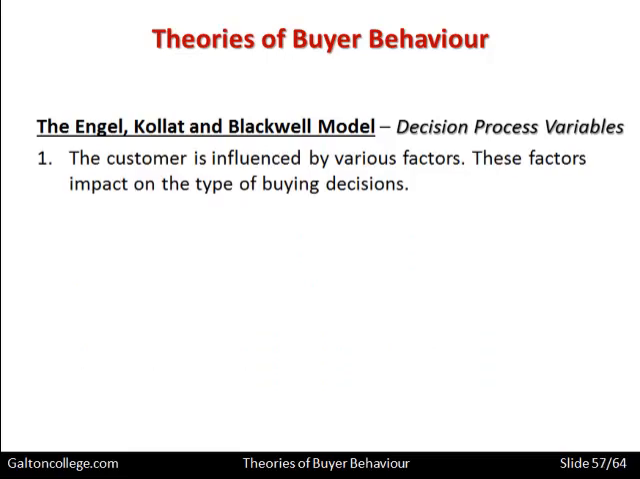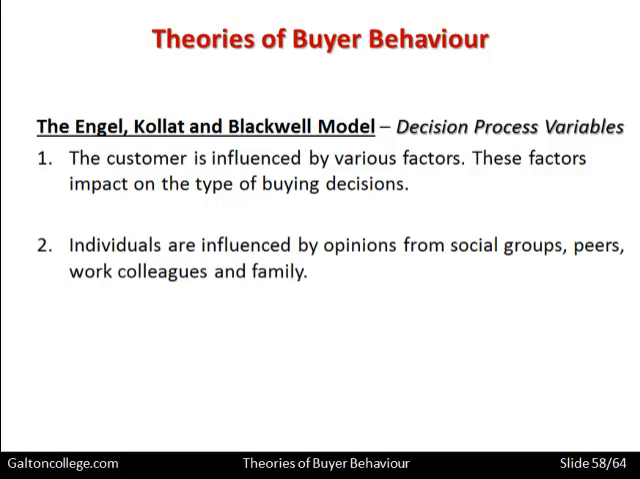The decision process variables. Well, the customer is influenced by various factors. These factors impact on the type of buying decisions. For example, we're influenced by the opinions from social groups and from peers, work colleagues, and family. When we make a decision, sometimes we need their approval. We need them to say, it's a lovely item, you've done well, how much was it? Oh, you got a bargain. We need to feel that we have made the right decision.